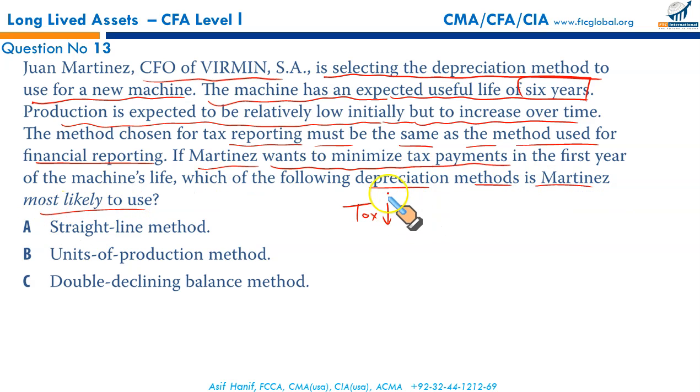If you want to pay less tax, your profit must be low. If you want to have low net profit, then your depreciation must be high. So which of these methods will give you the highest depreciation? The double declining balance method.